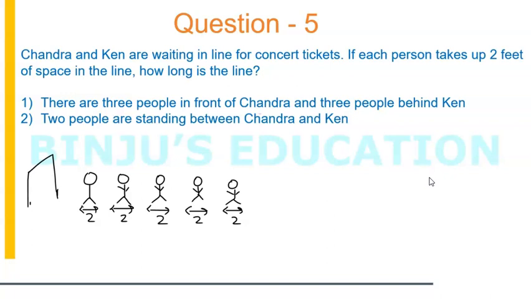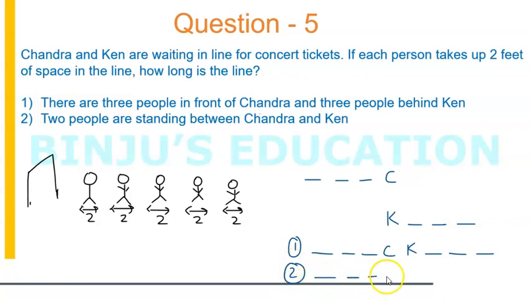Statement number 1: there are 3 people in front of Chandra and 3 people behind Ken. Now, if there are 3 people in front of Chandra, so we have 1, 2, 3, then we have Chandra, and 3 people are behind Ken. There would be Ken somewhere, we do not know where exactly, and that's 1, 2, 3. One of the possibilities, case number 1, is dash dash dash C, then K, and then dash dash dash. Another possibility is dash dash dash C, probably 2 dashes, then K, and then 3 dashes.